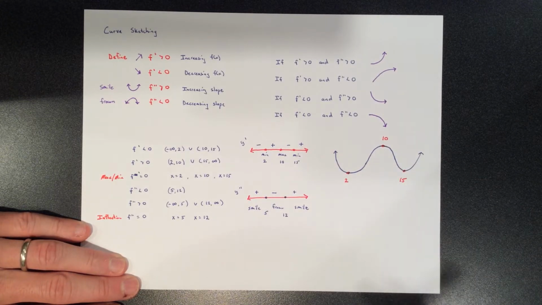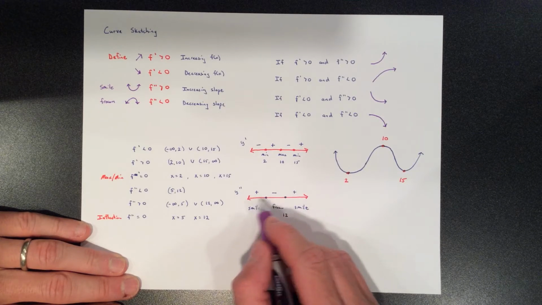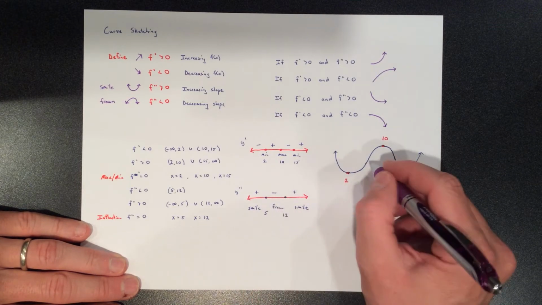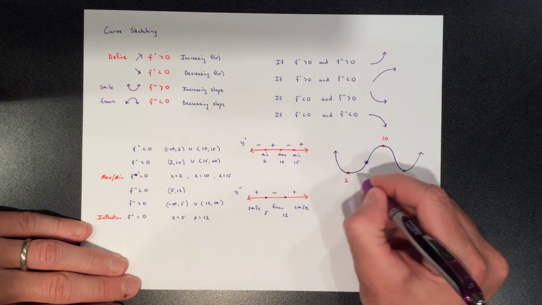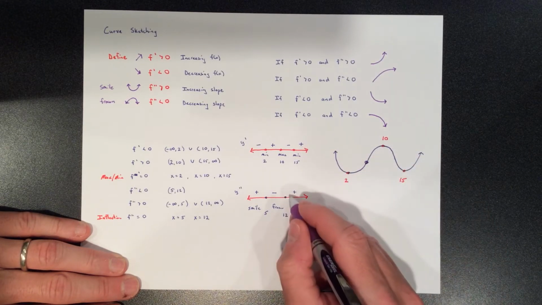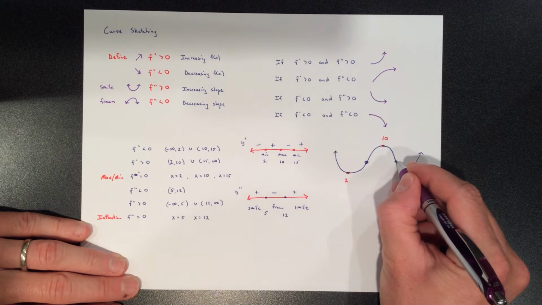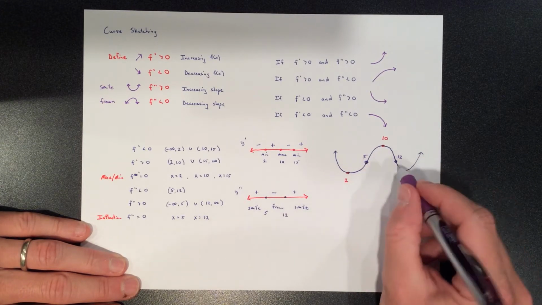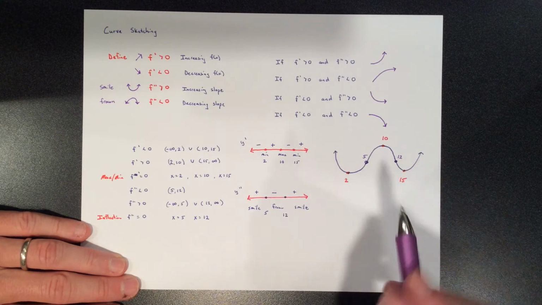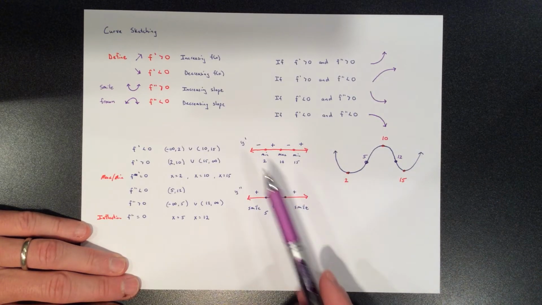And then our points of inflection, meaning points where it changes concavity, it's going to change at 5. Right about there. It goes from smiling to frowning. And then once it gets to 12, somewhere right there, this is 5 and this is 12, it goes back to a smile. Again, make sure it matches everything.